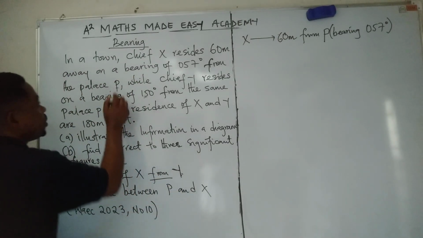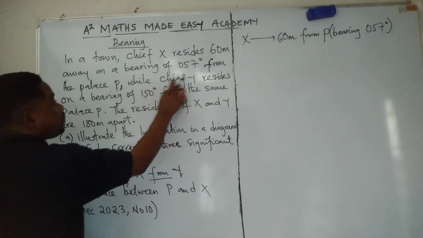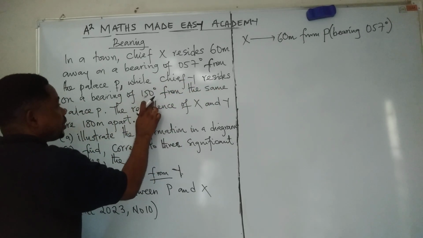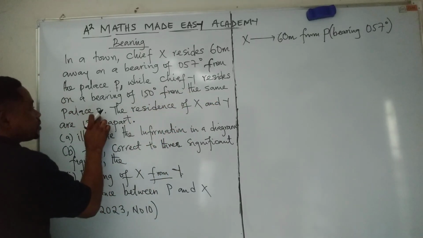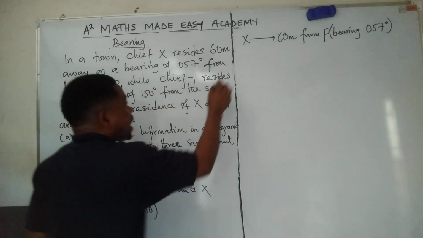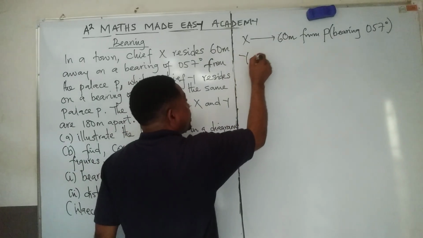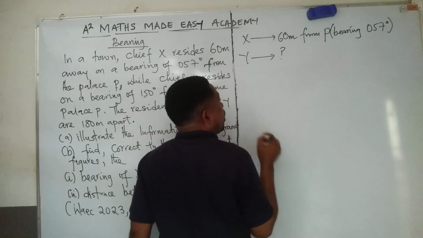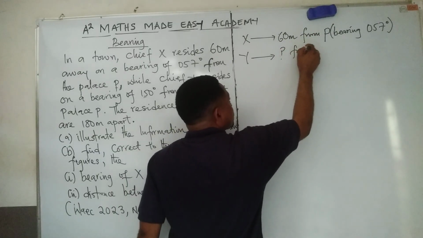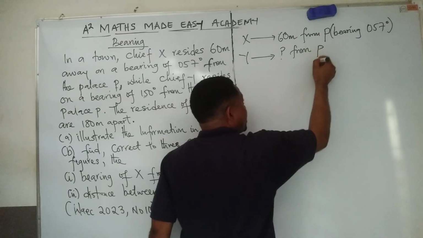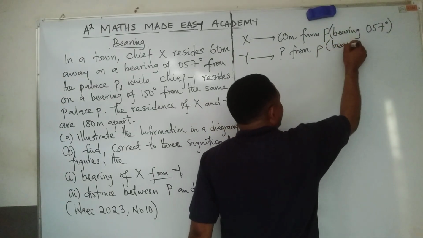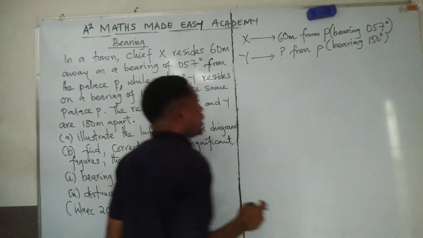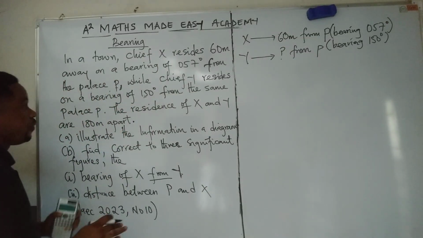Now let's continue. Look at where we stopped. While Chief Y resides on a bearing of 150 degrees from the same palace P. Can you see that now we are on Chief Y? The distance was not given, so let's call it question mark. But from the palace again, P, the bearing is given as 150 degrees. Are you with me now? This is exactly the information.